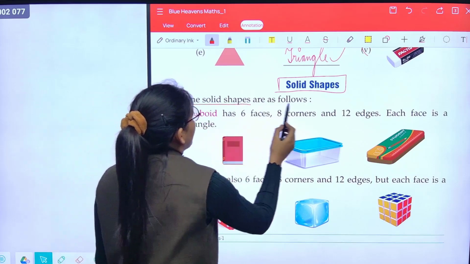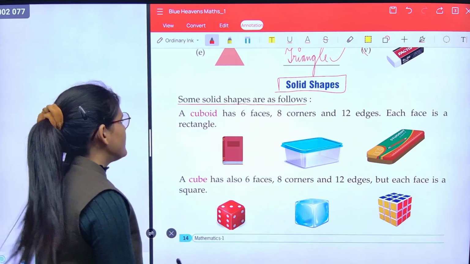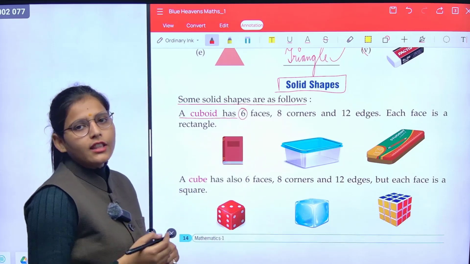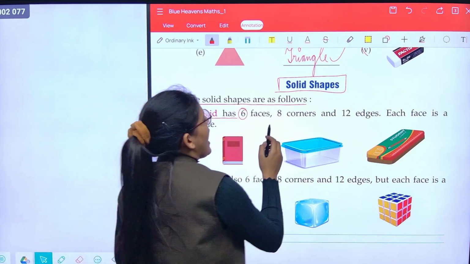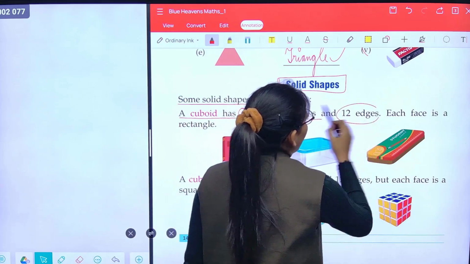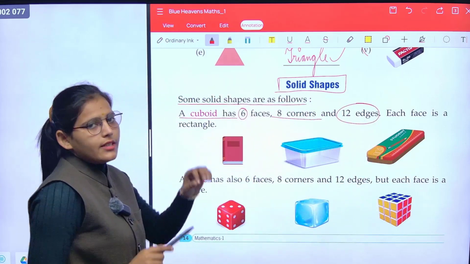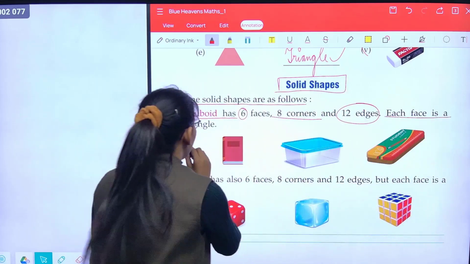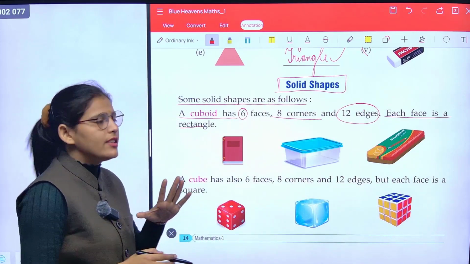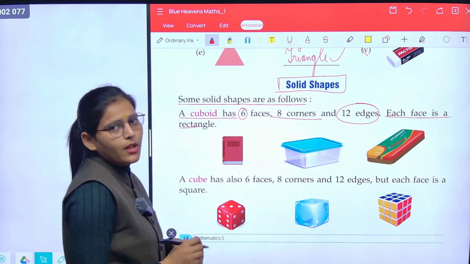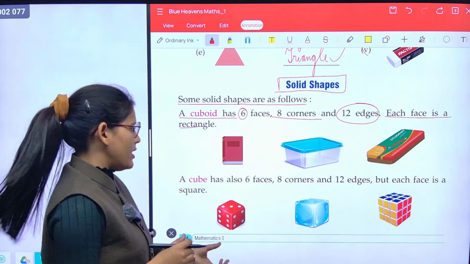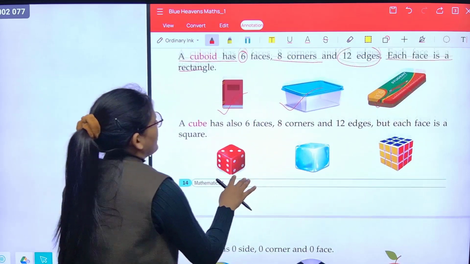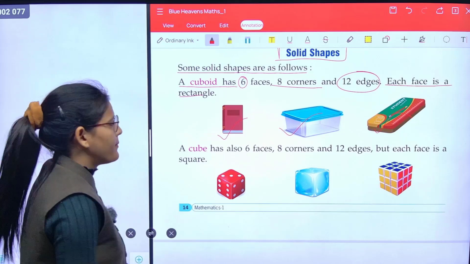Some solid shapes are as follows. Class see, a cuboid has 6 faces. Class cuboid के कितने faces होते हैं? 6 faces होते हैं and 8 corners और 12 edges. Each face is a rectangle. और उसका एक face, सारे face जो होते हैं वो क्या होते हैं क्लास? रेक्टेंगल होते हैं. उनकी शेप रेक्टेंगल होती है. See, let's see example of cuboids.